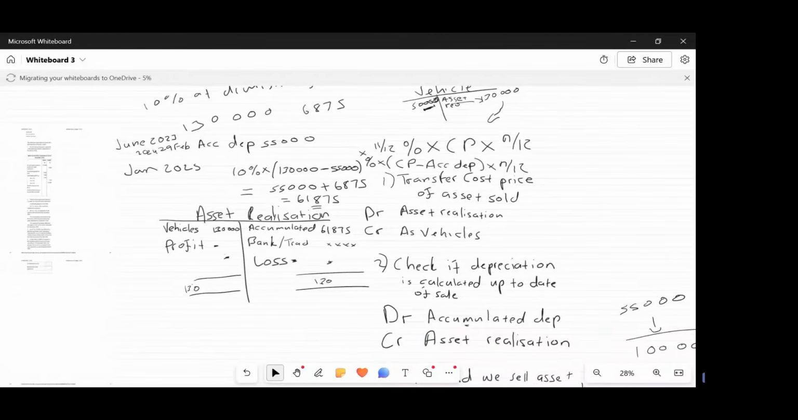Mostly if they're given asset realization, they will tell you which asset is being sold. So at the end, it will either be a vehicle, they will record the vehicle. If it's furniture, they will record the furniture realization. If it's machinery, they also record machinery. So it just depends on what type of asset you are selling.